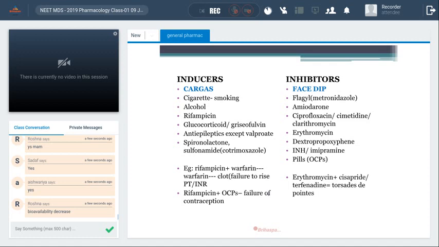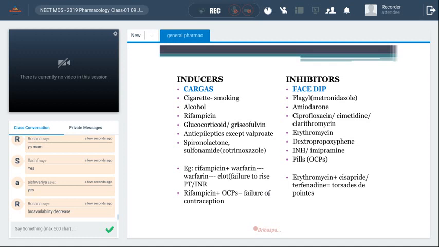Similarly, alcohol acts as an inducer. So when you give any drug in an alcoholic, the effect of that second drug will be less. You have other examples like rifampicin, R for rifampicin, an anti-tubercular drug. Rifampicin is a popular enzyme inducer. Then you have G for glucocorticoids and griseofulvin. Then A for all anti-epileptics except valproate. If you see phenobarbital, phenytoin, carbamazepine, all are inducers except valproate. Then next S, you have spironolactone and sulfonamide. So all these are standard enzyme inducer drugs.